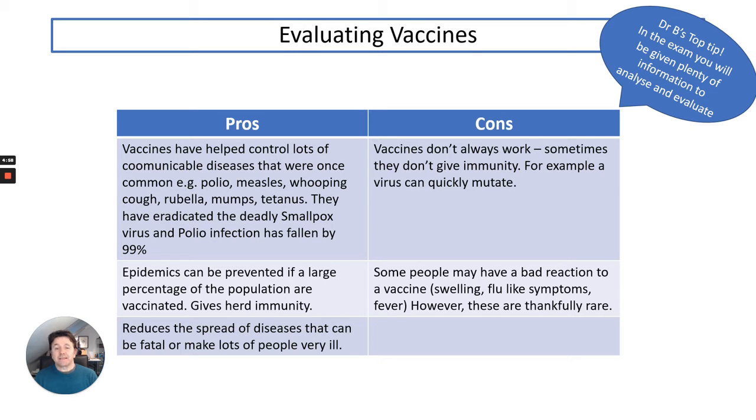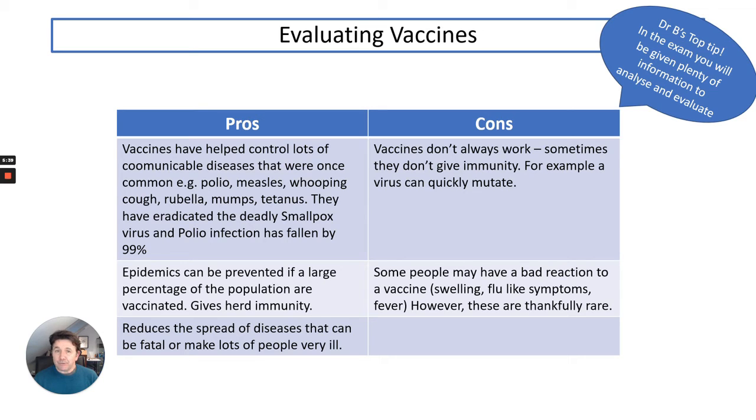Obviously, epidemics can be prevented if large percentages of the population are vaccinated, and this gives us herd immunity, and therefore it reduces the spread of diseases that could be fatal or make lots of people very ill. The cons include that vaccines don't always work, and sometimes they don't give us immunity, so they're not 100% effective in everyone. The other issue is that viruses can mutate quickly, so you have to change the vaccine regularly, and many people need vaccinating on a regular basis.